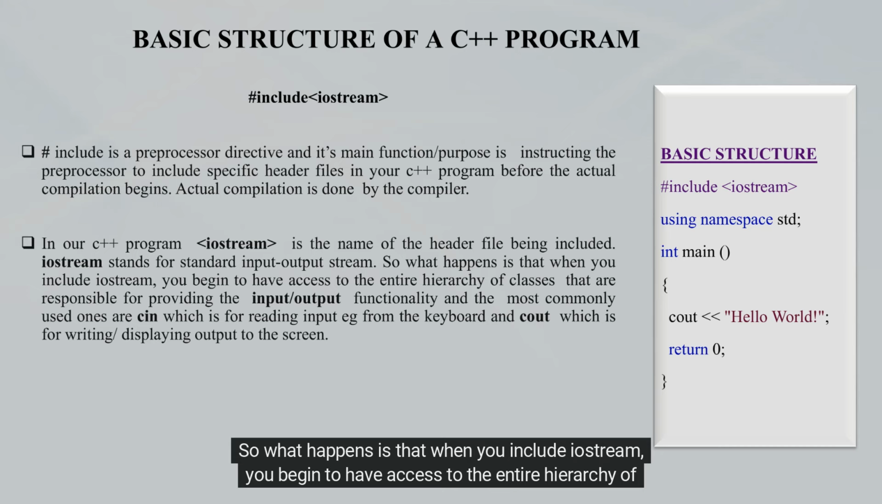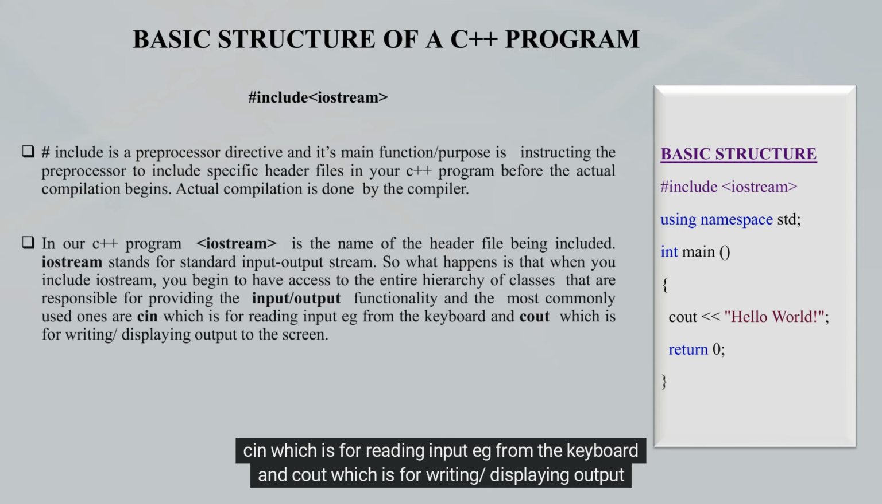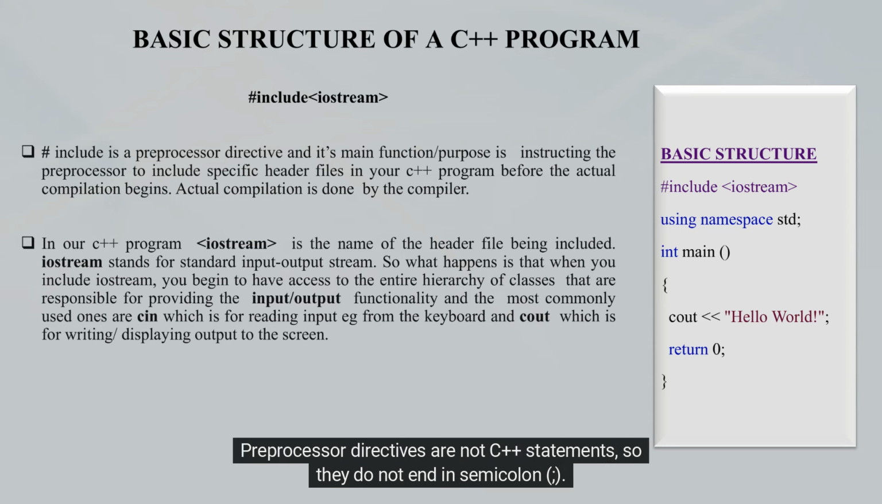So what happens is that when you include iostream, you begin to have access to the entire hierarchy of classes that are responsible for providing the input-output functionality, and the most commonly used ones are cin, which is for reading input from the keyboard, and cout, which is for writing or displaying output to the screen. Preprocessor directives are not C++ statements, so they do not end in a semicolon.